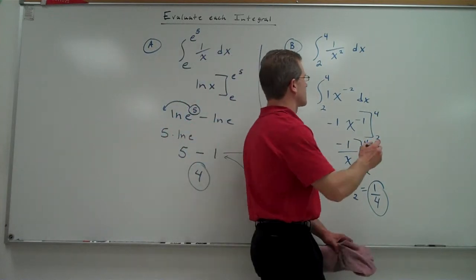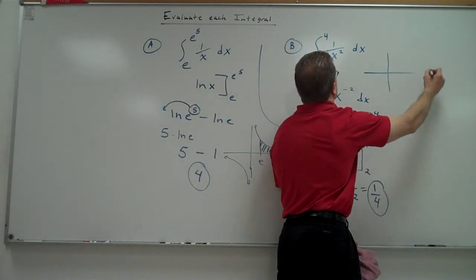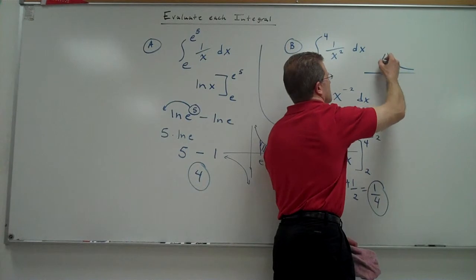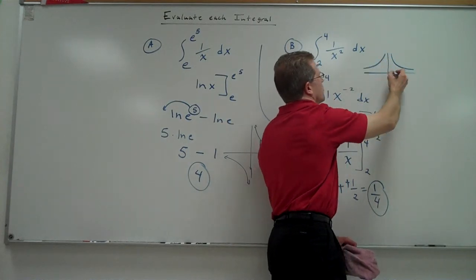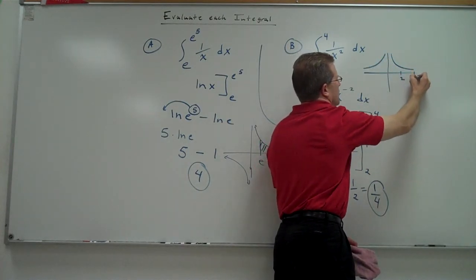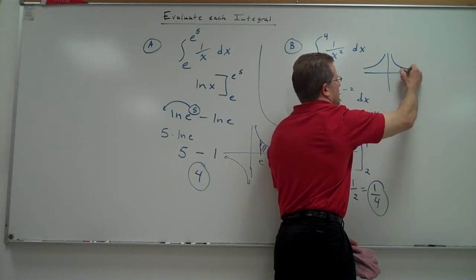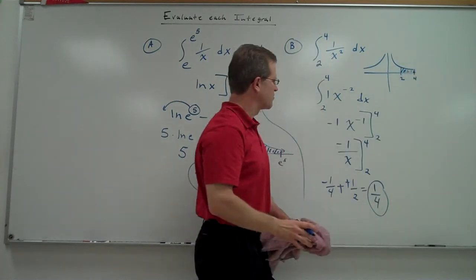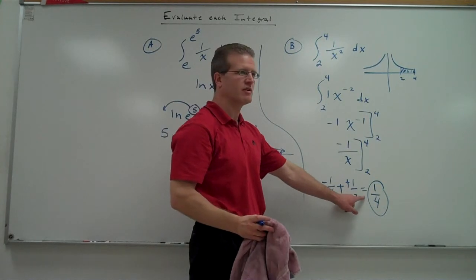So let me show you what this would look like if you were graphing it. 1 over x squared looks something like this. And you're going from 2 to 4. So 2 to 4. That area right in there between the x-axis and the curve is 1/4 of a unit.